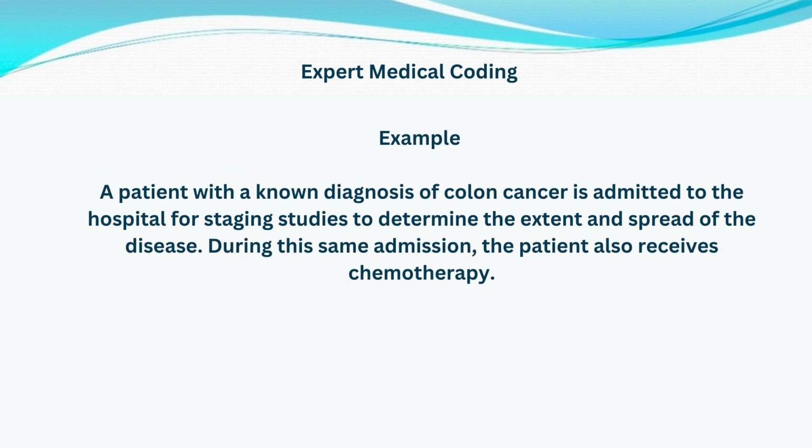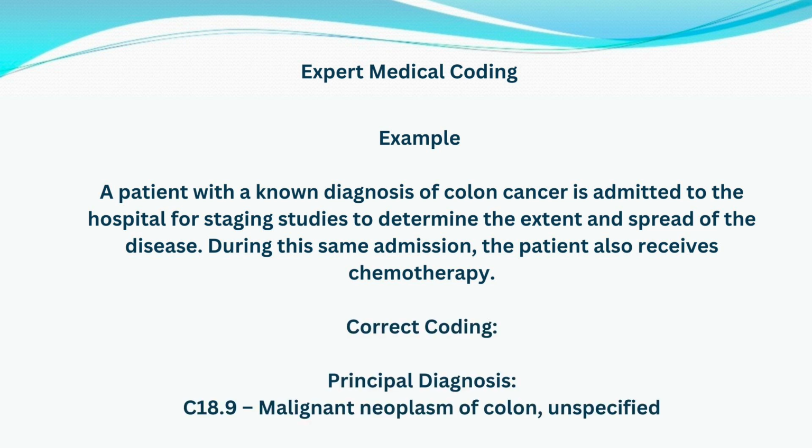A patient with a known diagnosis of colon cancer is admitted to the hospital for staging studies to determine the extent and spread of the disease. During this admission, the patient also receives chemotherapy. So here we need to assign the principal diagnosis as C18.9, that is malignant neoplasm of colon, unspecified. Why? Because in this case, the primary reason for admission is the evaluation and staging of the malignancy. So even though the chemotherapy is administered during the stay, it is not the sole reason for the admission or encounter. Therefore, the colon cancer code is sequenced as principal diagnosis.